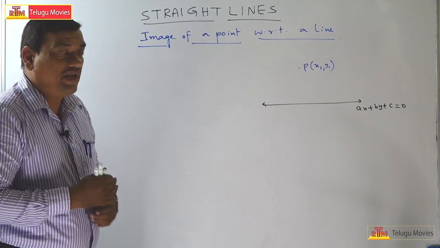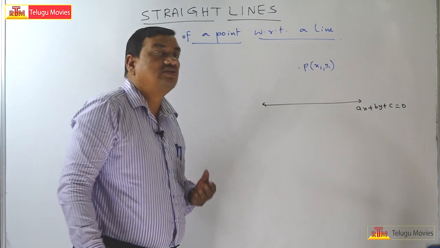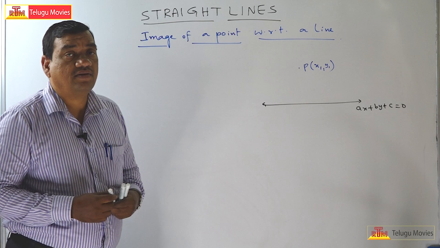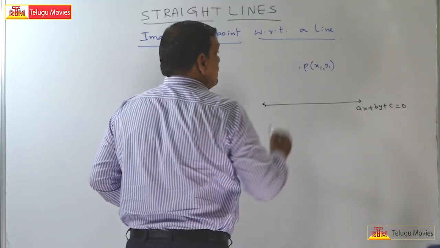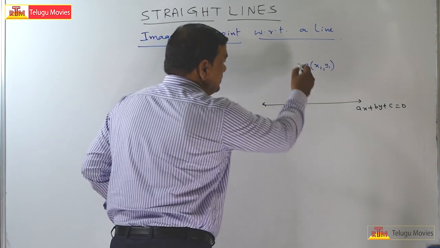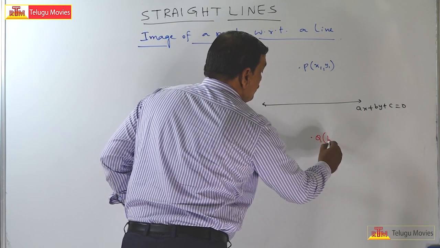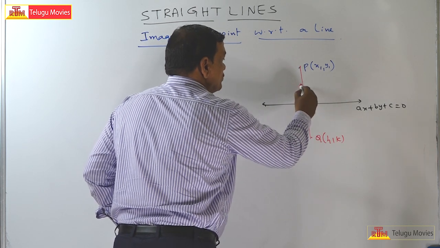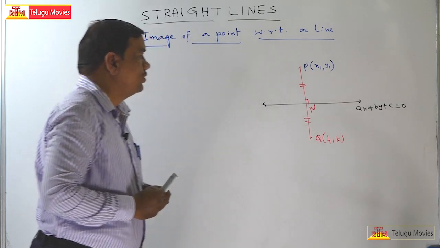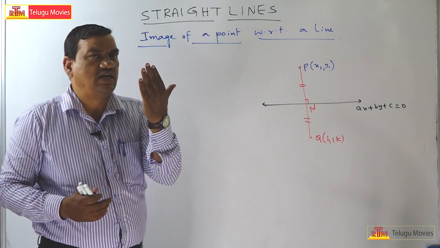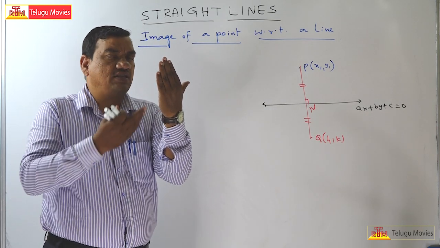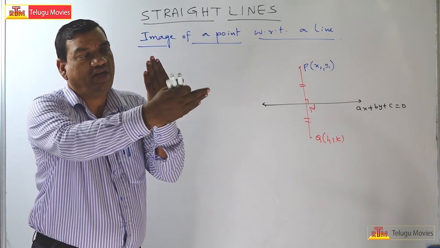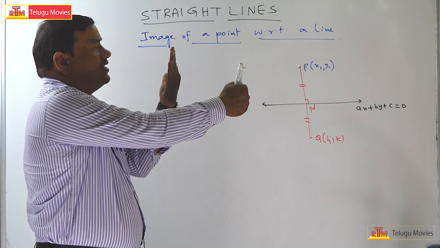Imagine that ax + by + c = 0 is a mirror. Then the image of P(x1, y1) will be somewhere here. So this is Q(h, k). If you drop a perpendicular and call the foot N, definitely PN = QN. If you see our face in a mirror, the distance between the face and the mirror is equal to the distance from the mirror to the image.